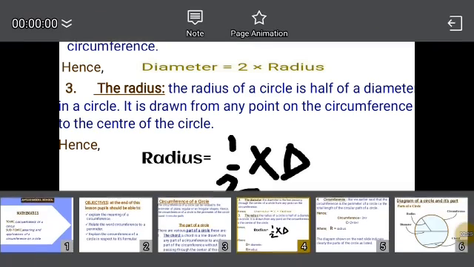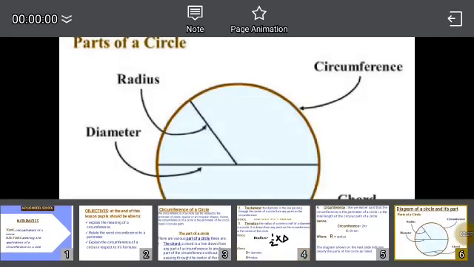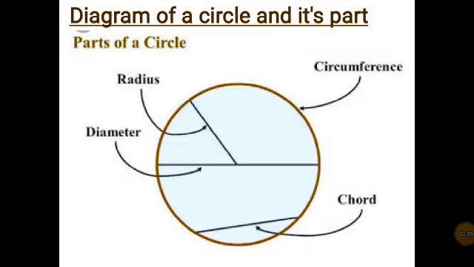Now, let's go back to the diagram. From this diagram, you see a line that is drawn. It is the longest line in that circle. It is drawn from one point of the circumference to another point of the circumference. So, that line that is drawn is called the diameter. Why? Because it is passing through the center of the cycle. So that is why it is called the diameter.